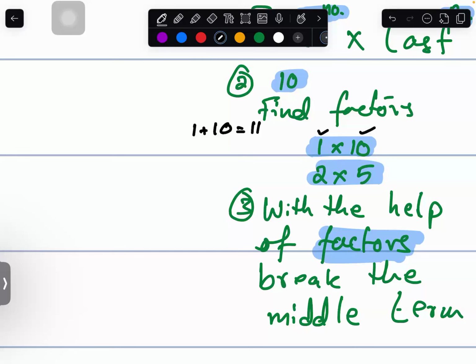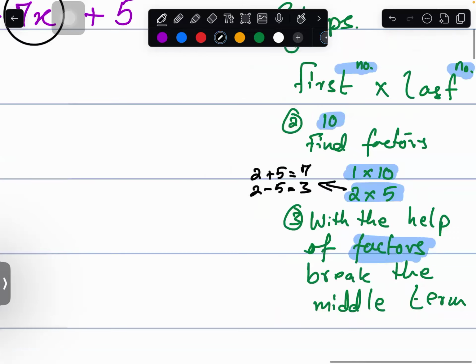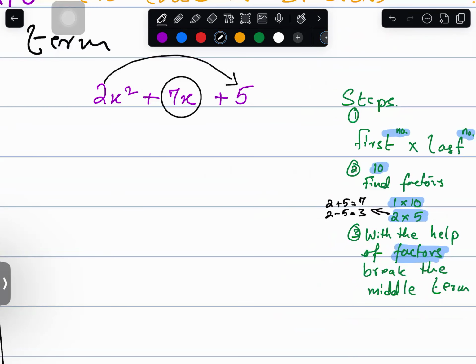If I subtract these two, 1 and 10, I get a 9, still no 7, right? If I work out the second factors, if I add this 2 and 5, I can get a 7, right? And if I subtract them, I can get a 3. You can either subtract the factors or add the factors just in order to break this middle term that you have in the three term factorization.